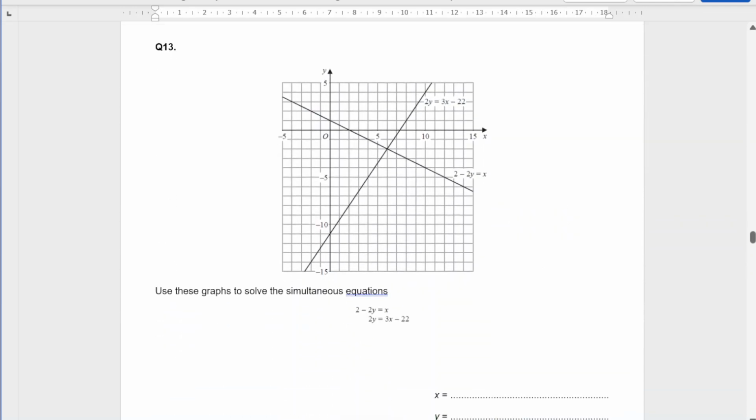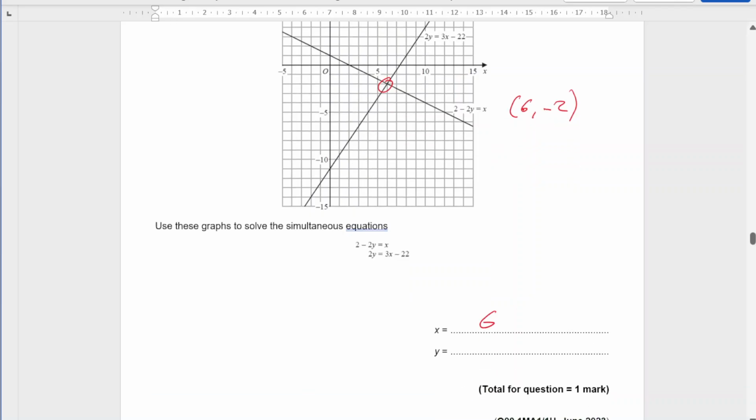Question 13. Use these graphs to solve the simultaneous equations. So if we're assuming that these are the same lines, let's just do a quick double check. That does match with that. That does match with that. So we're just finding the intersection. And the intersection there is the coordinate (6, minus 2). So that means when x is 6, y is equal to minus 2.